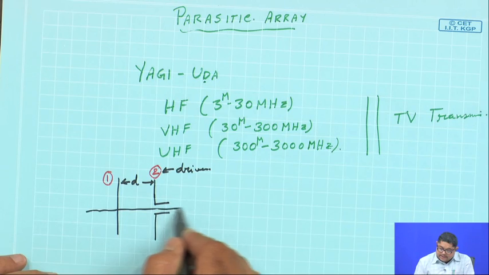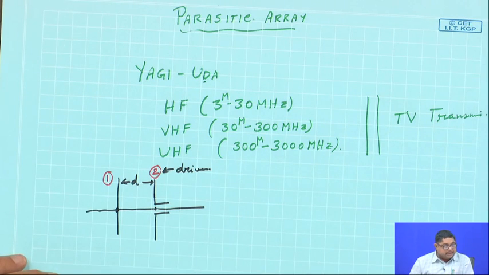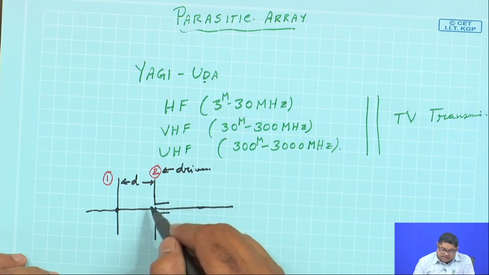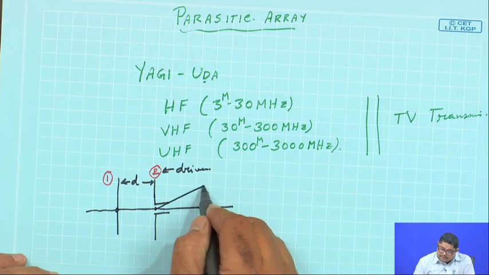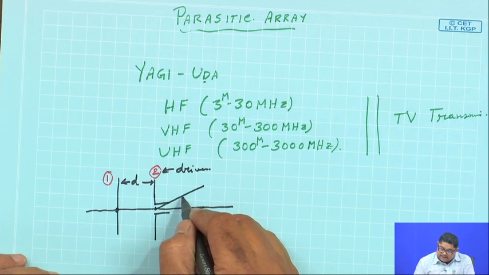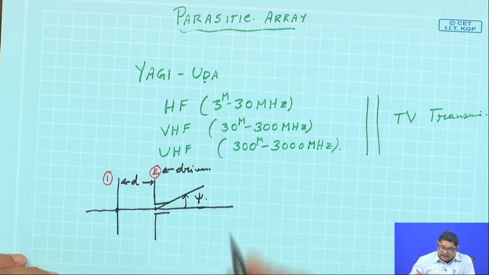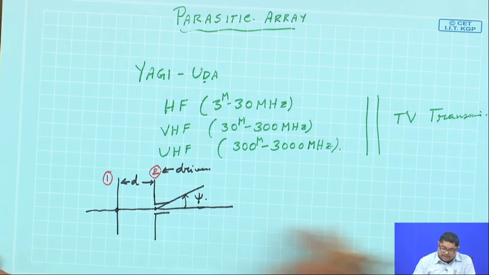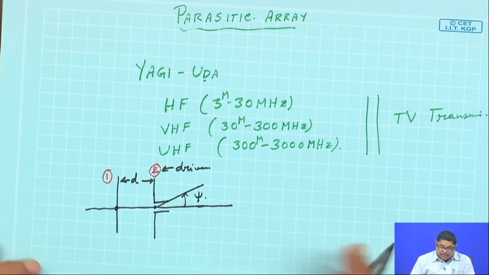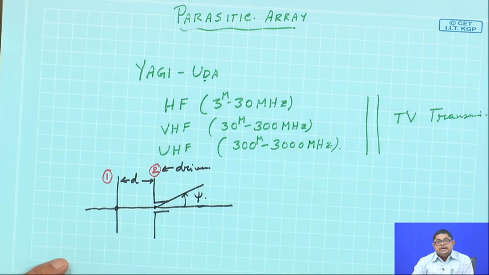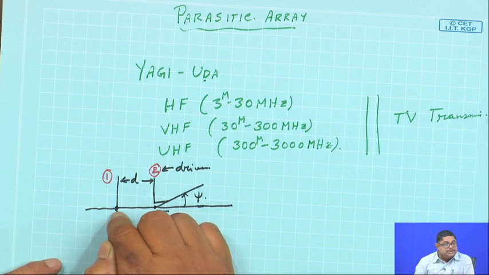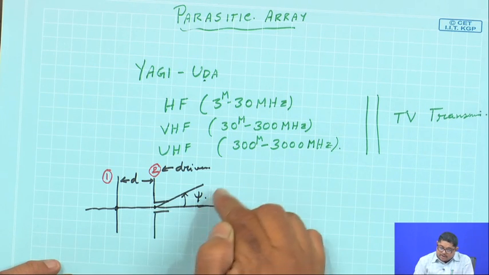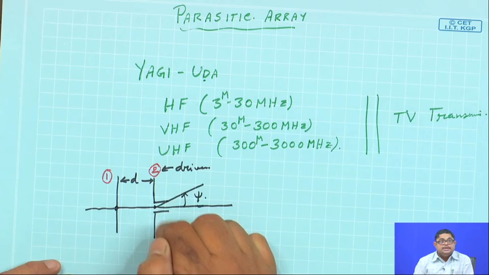What is the array axis? This is the array axis. This is one element, this is another element, and I take the driven one as a reference, and this angle is my psi angle. So this is the array axis of the 2 element array, and this is my observation direction. Now, this whole thing I can view as a 2 port network, this is one port, this is another port. Obviously I am exciting it, so there is current here.